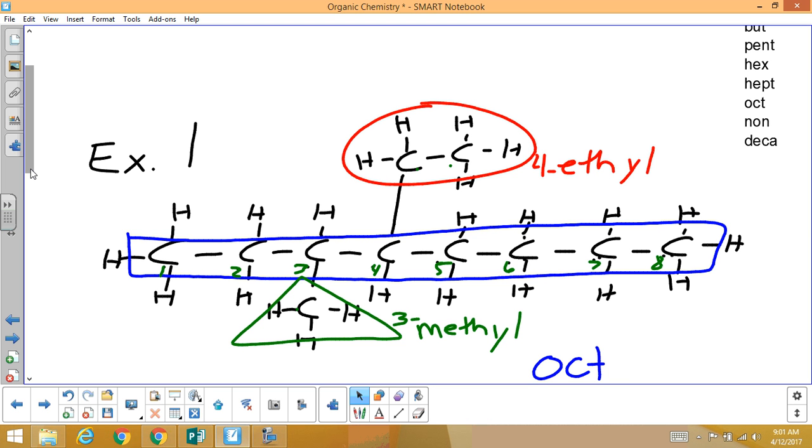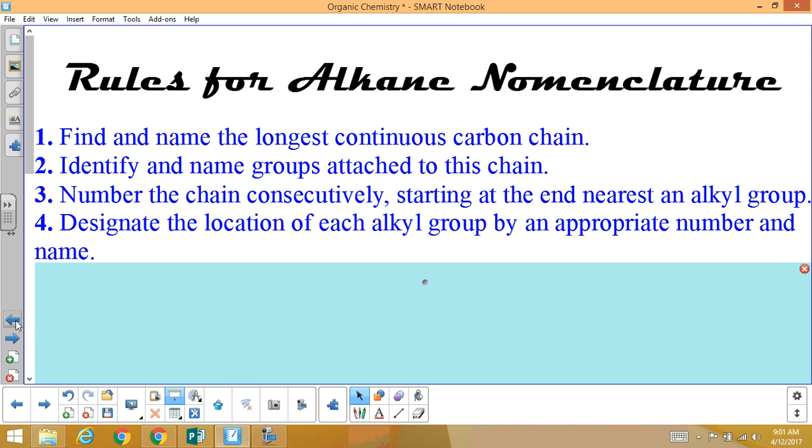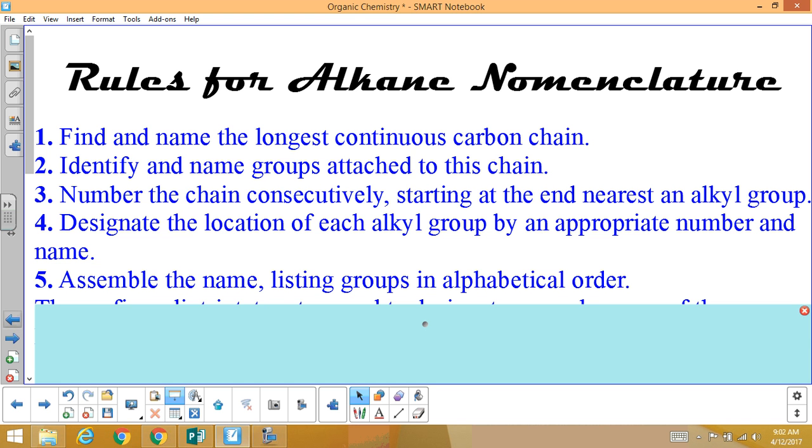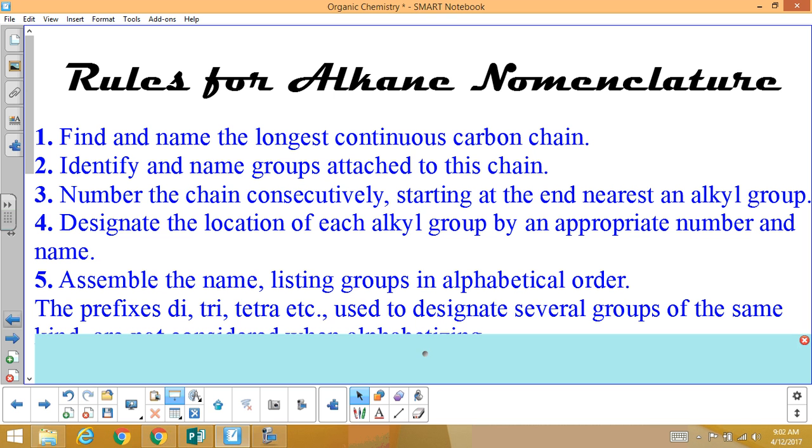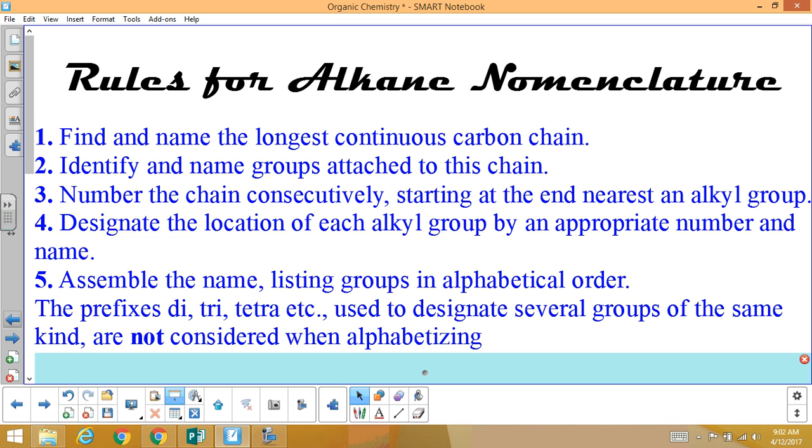So now we have them named. So 3-methyl, 4-ethyl, and oct. So how do we put this all together? So we've named it, we identified it, we've numbered it consecutively, we designate the location. So we assemble the name listing groups in alphabetical order.